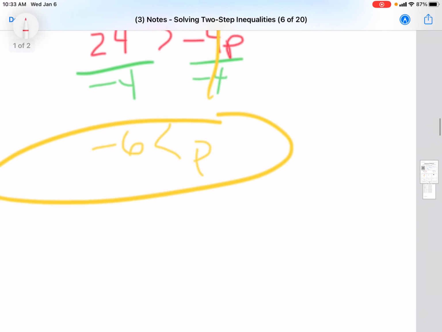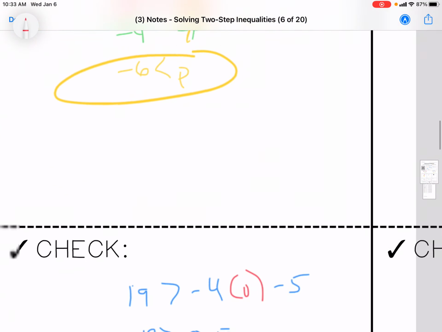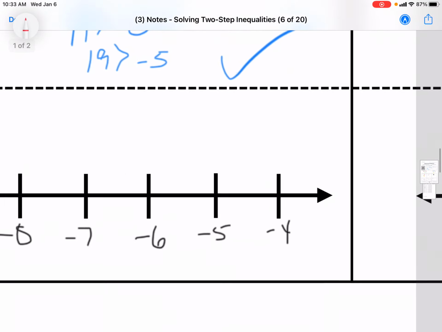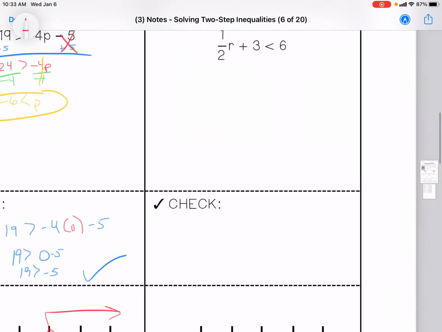It was an open dot, because there's no line underneath, there's no equal sign underneath it. And P is greater than. So it's an open dot, greater than goes to the right. Moving on, number 3.